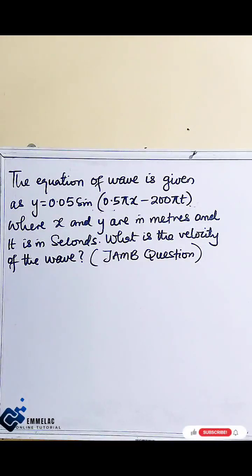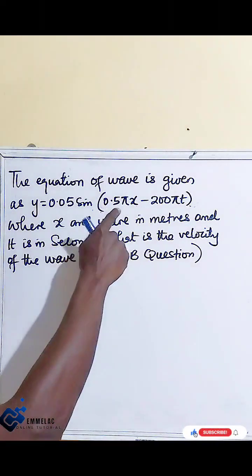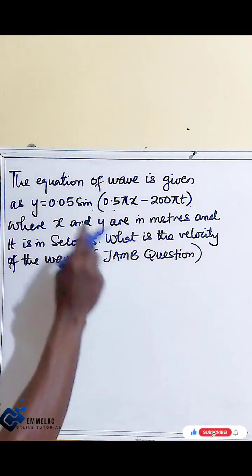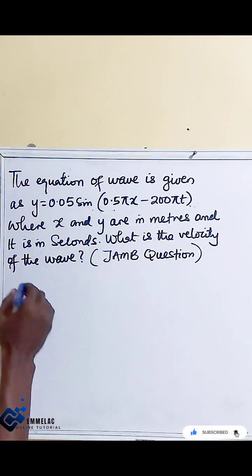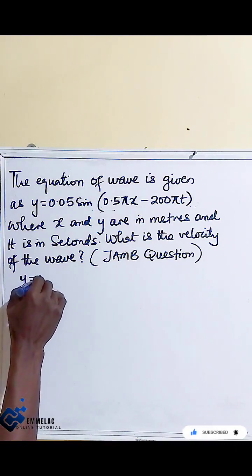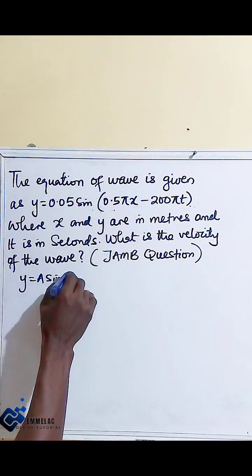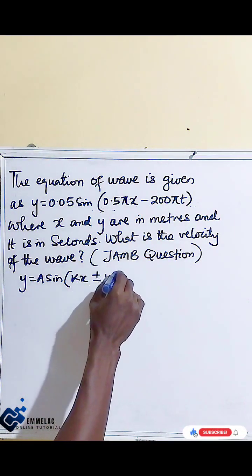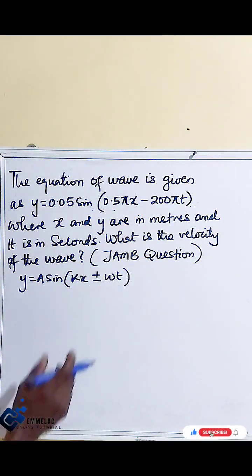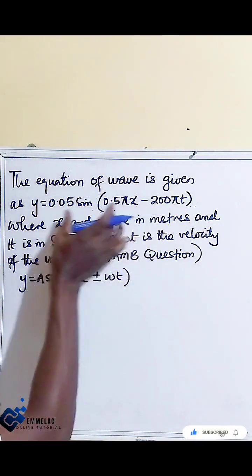Now we are told to find the velocity of the wave, given that the equation is given as this. Now we have to relate this equation to the equation of motion, which says that y equals a sine into kx plus or minus omega t. All right, now we need to relate this to this equation.